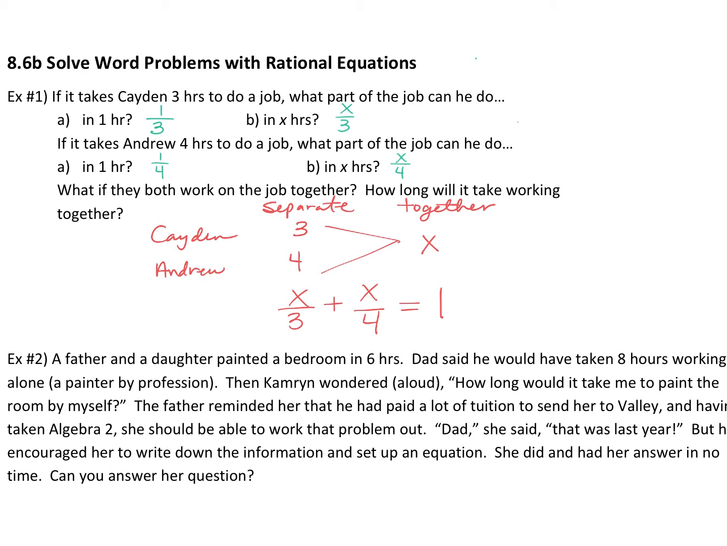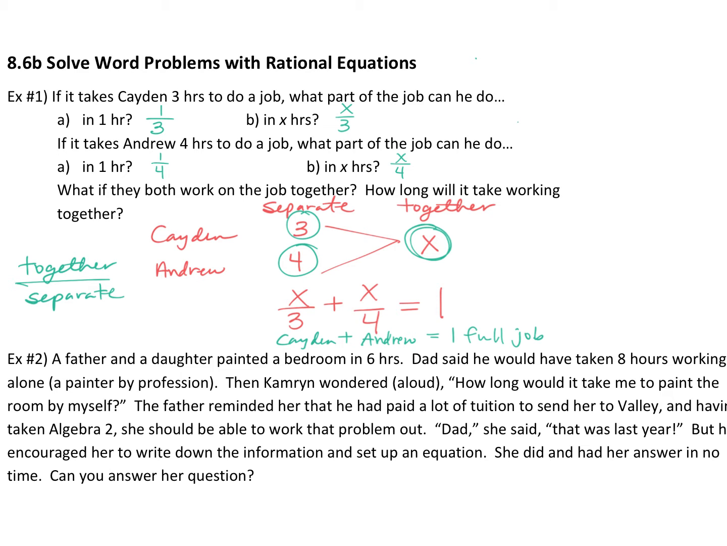100%. The way I always think to remember it is you're always going to say together over separate, right? Together over separate is X over 3. Together over separate is X over 4, okay? So that's how you're going to set up your fractions. And basically we're saying Caden plus Andrew equals 1 full job, right? 100% of a job done.